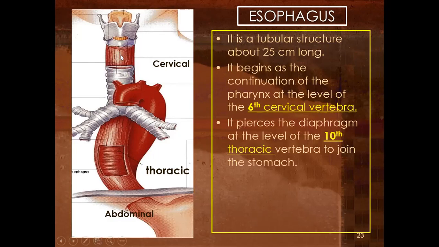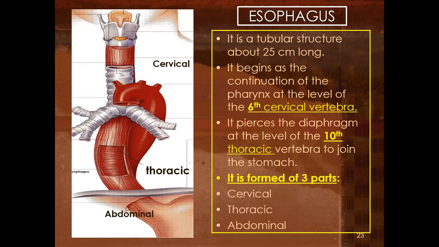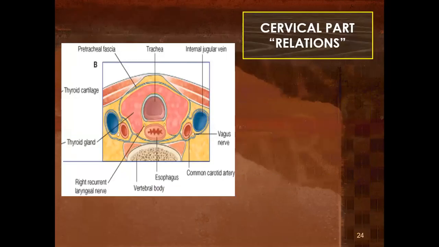The initial part will be in the neck. This will be called the cervical part. Then there is the thoracic part of the esophagus. Then it enters the abdomen by piercing the diaphragm at the level of the 10th thoracic vertebra, and enters the abdomen, a very short part that is called the abdominal part of the esophagus. Then it opens into the stomach. So it has 3 parts: cervical, thoracic, and abdominal.